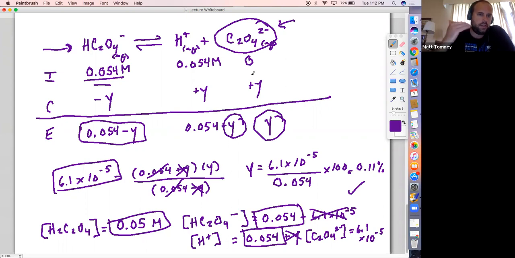I would say you get a certain number of points for each concentration you find correctly. I'd give you points for each of the ICE boxes set up correctly, and so on and so forth.